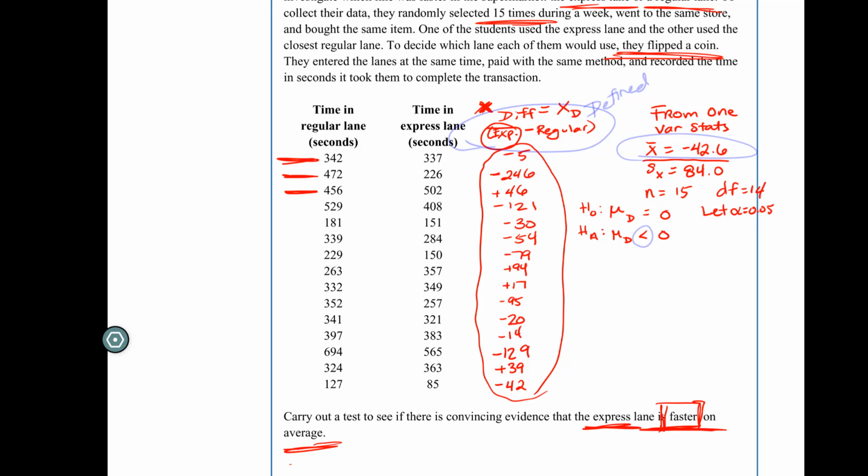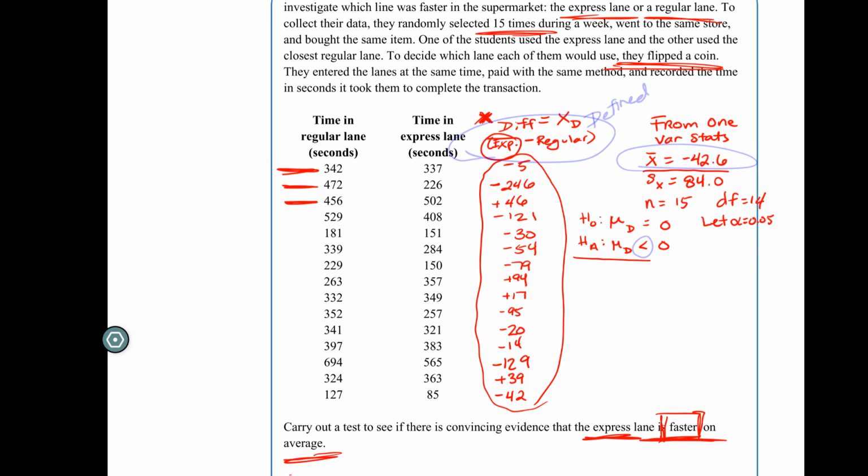Next, we just need to check conditions. So conditions to check. Did we have a random sample? Yes, we did. We randomly selected times for checkout. So that's easy. 10% condition. Well, we can think about how large our sample was. It was 15. All possible checkout times, that's our population. So 15 is less than 10% of all checkout times.